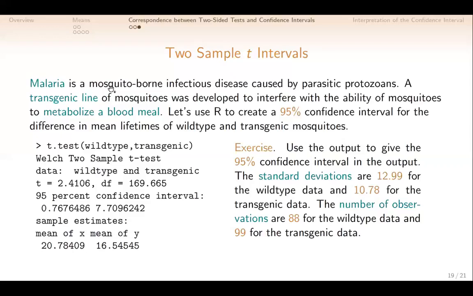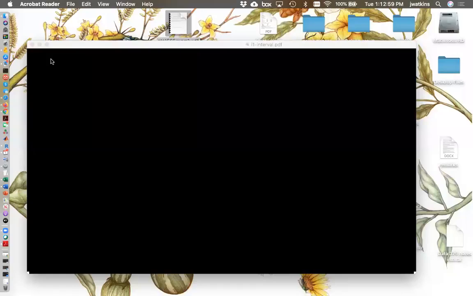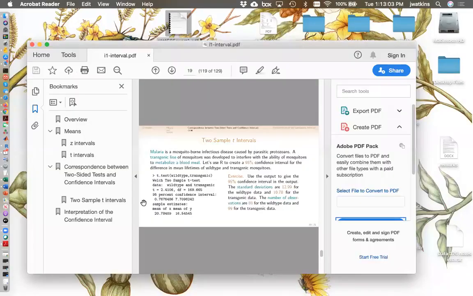Okay, so let's do all that just so we get used to seeing how it works. I need to keep track of the means. So the mean of the transgenic is 20.784, and the mean of the wild type is 16.545. Okay, so I'm going to have some round off errors. I may not get exactly the same.